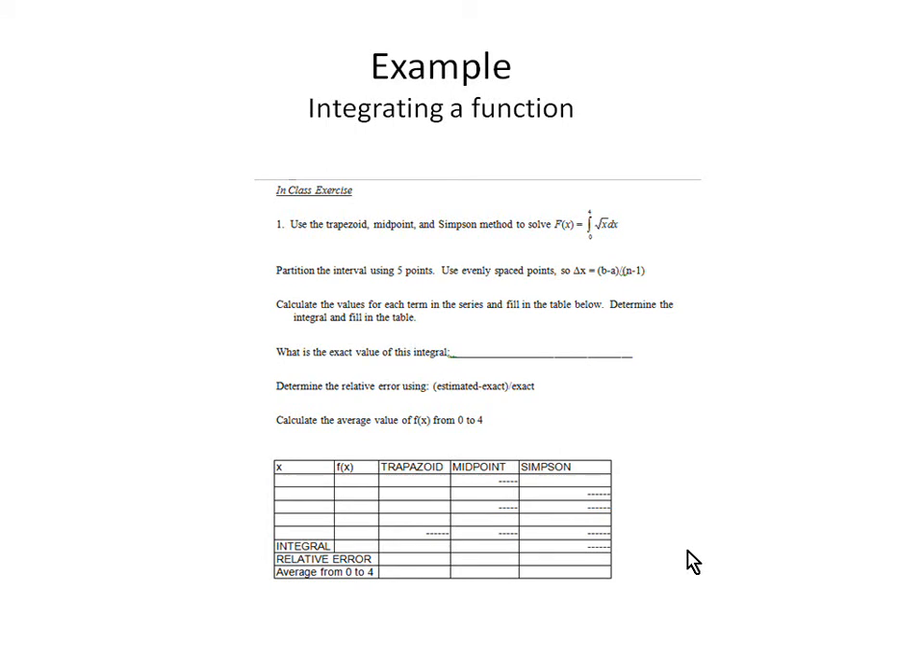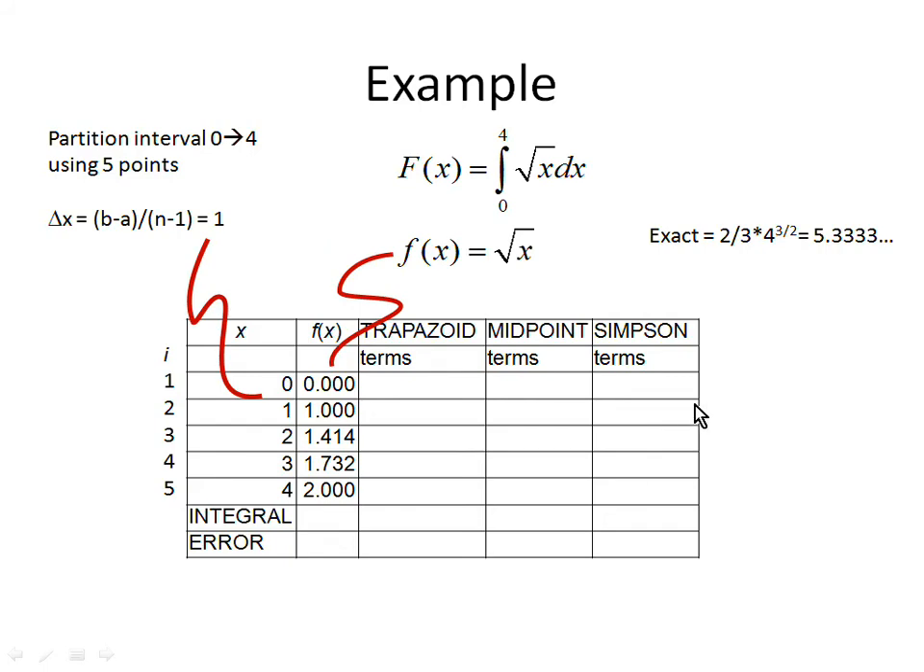Okay, so I'm going to assume that you have tried to do this example and you filled in the blanks here and come up with the value of the integral and the relative error. So let's take a look at the approach for doing this.